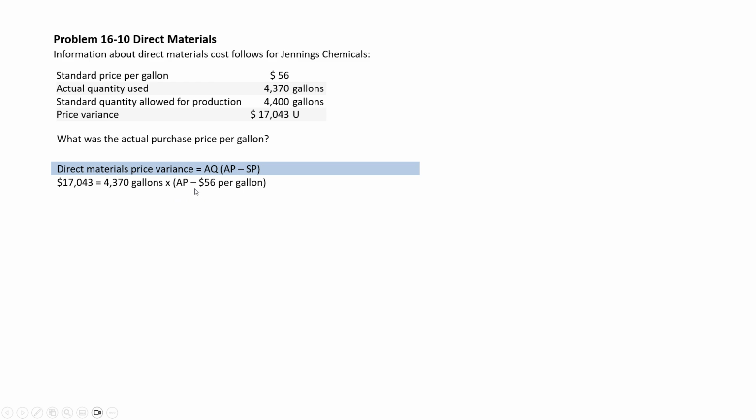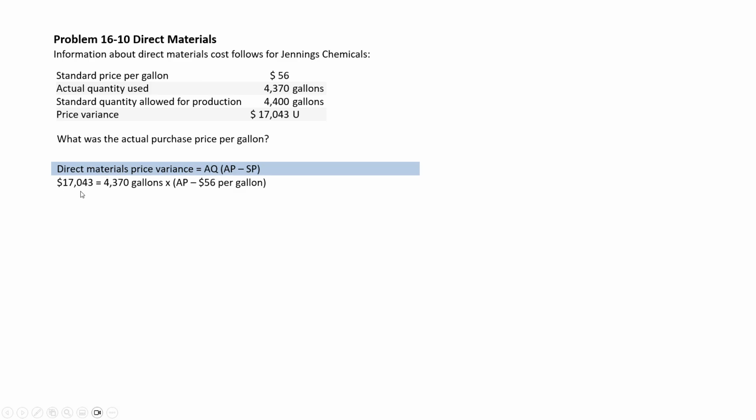I don't know, again, the actual price, so I'm just going to leave that as AP. You can use A or whatever letter or combination of letters that you want. I do know that the standard price per gallon was $56, so I'm going to plug that in here. Then I'm going to jump over here on the left-hand side and input our variance, which is 17,043.